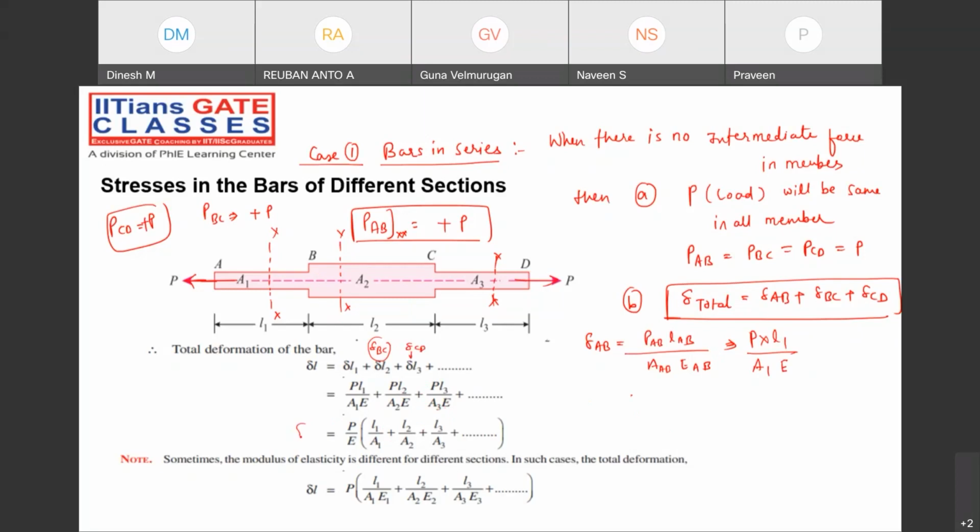Now, if you just combine together, it will be in this particular format. This is what? Total deformation. Note down, total deformation. Now, if the Young's modulus sometimes is different for different sections, then we can draw the conclusion from this one. Note down, very, very important.